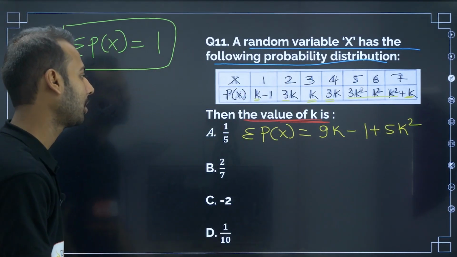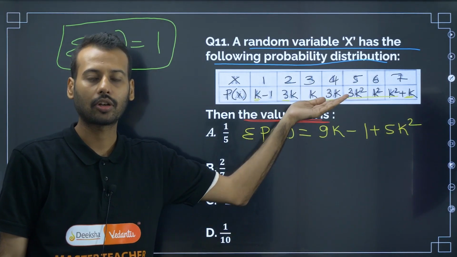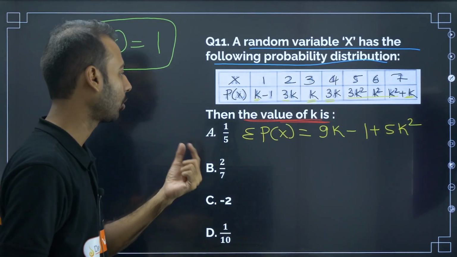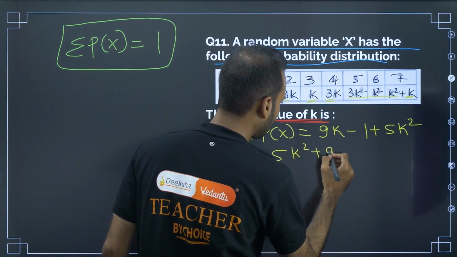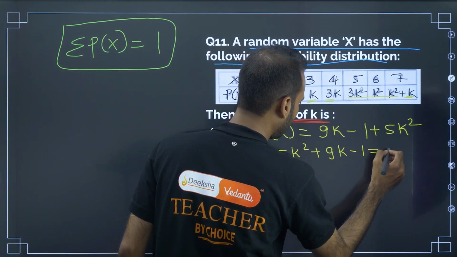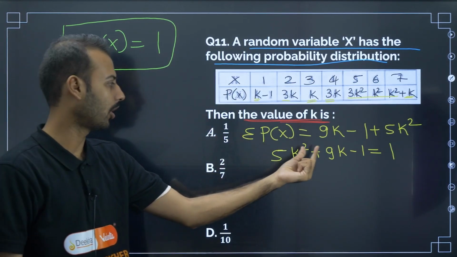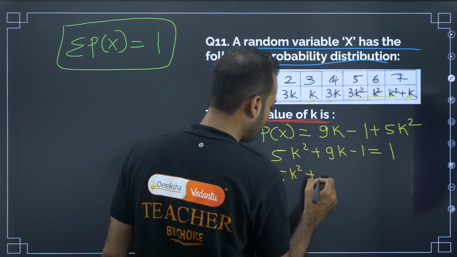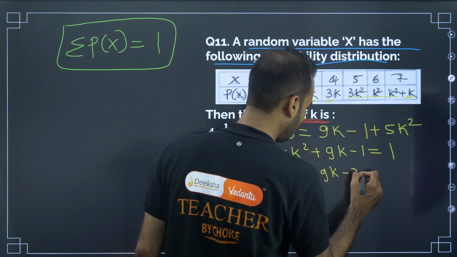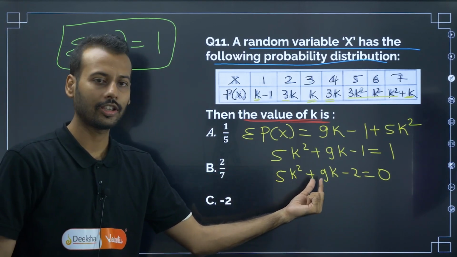So the summation of p of x is equal to, just add this addition and subtraction of terms, they teach this in 7th and 8th standard. So next, 5k square plus 9k minus 1 is equal to 1, placing summation of p of x equal to 1. So 5k square plus 9k minus 2 is equal to 0. This is the quadratic equation.